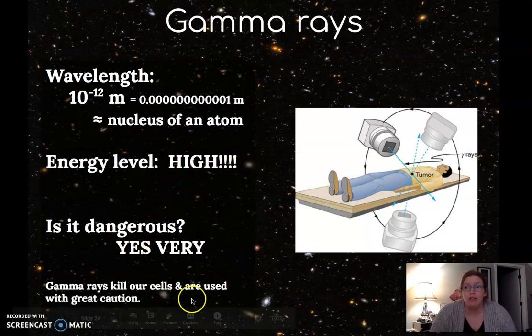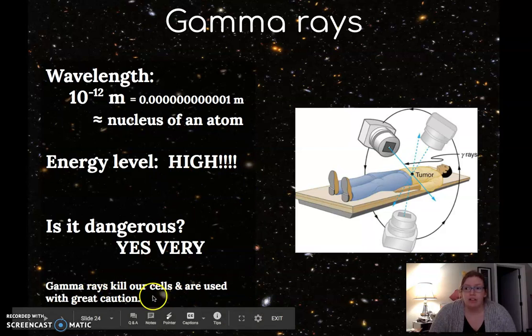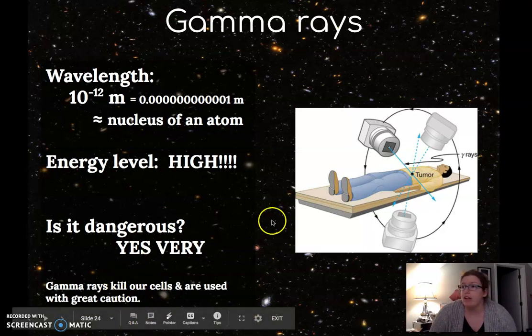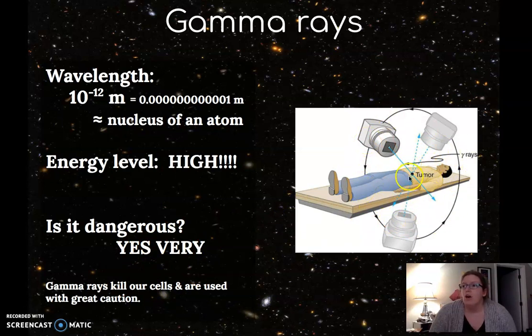They have a high energy level, and they really easily kill our cells by damaging the bonds between the atoms inside of our cells, and even damaging the atoms themselves, changing them. That's why they're used with very great caution. One use for them is something called a cancer knife, or a gamma ray knife, where you target lots of gamma rays in a really precise way at something like a tumor inside of someone's body. It will damage some of the cells it goes through to get there, but if you concentrate all of the different beams of gamma rays, that's how the gamma ray knife works.